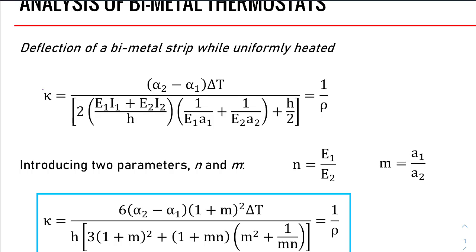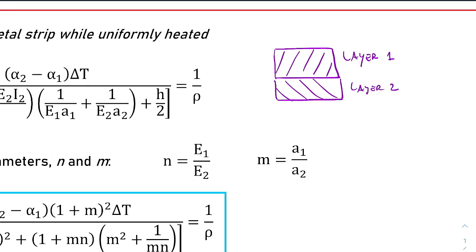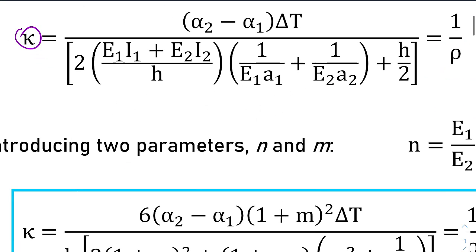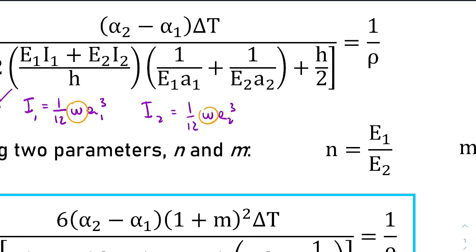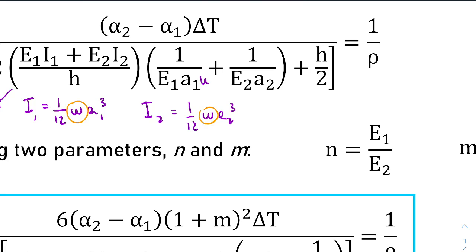Now, I said in the first video that the curvature kappa is not dependent on the width of the strip. This is because the two layers are welded together and they share the same width. This means that the width can be taken out from this parenthesis, and this W can be simplified with the W that appears here. Remember that this was the area, and we didn't write W because we set it equal to 1.